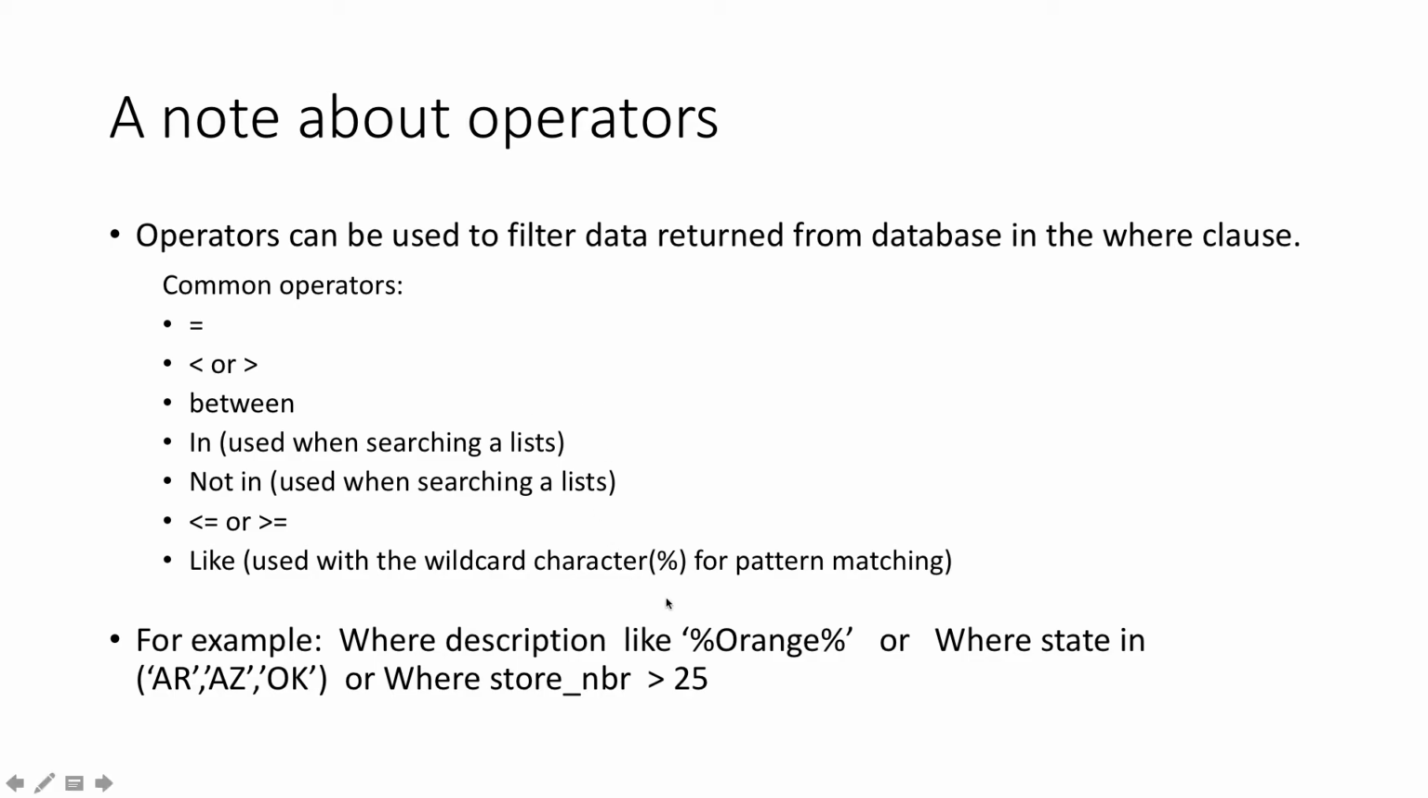The wildcard says that anything to the left of this doesn't matter. This one says anything to the right of this doesn't matter. So basically what we're saying is anything with orange in the description, let's return that row. If this wasn't present, it would have to start with orange, and then anything else to the right would not matter. Here's another one. We're stating in Arkansas. Again, we have the ticks around it, and this is just the in list. And here's another example where store number is greater than 0.